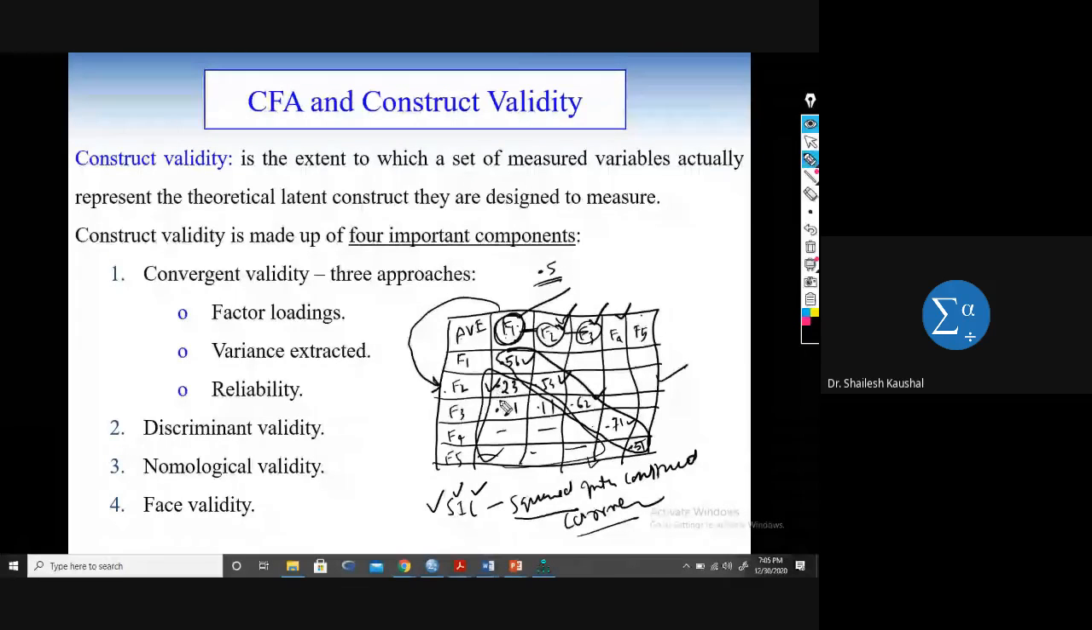All these values should be less than 0.56. This should be less than 0.56. So all the values should be less than this. Then we can say there is no issue of discriminant validity.